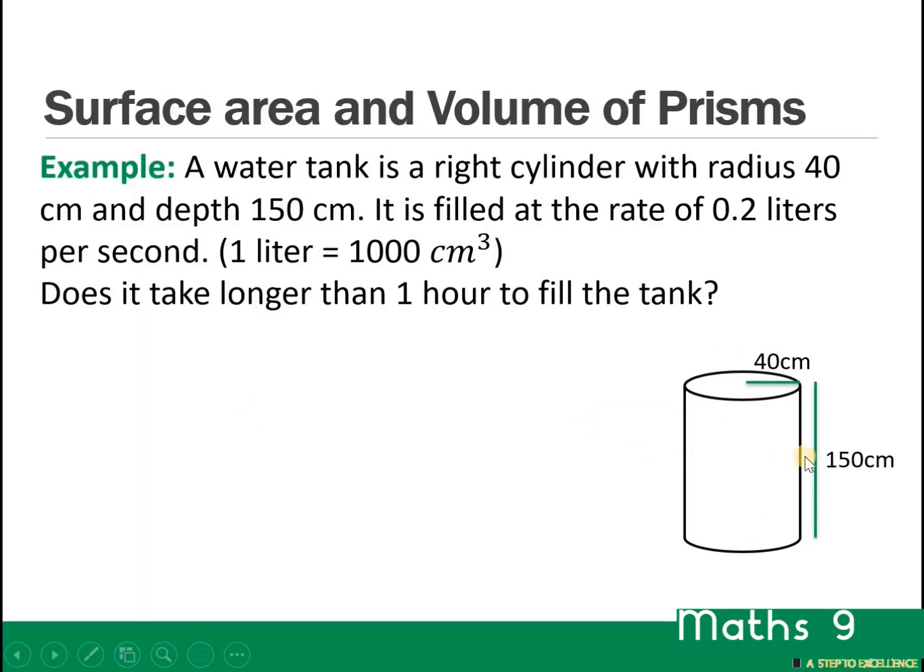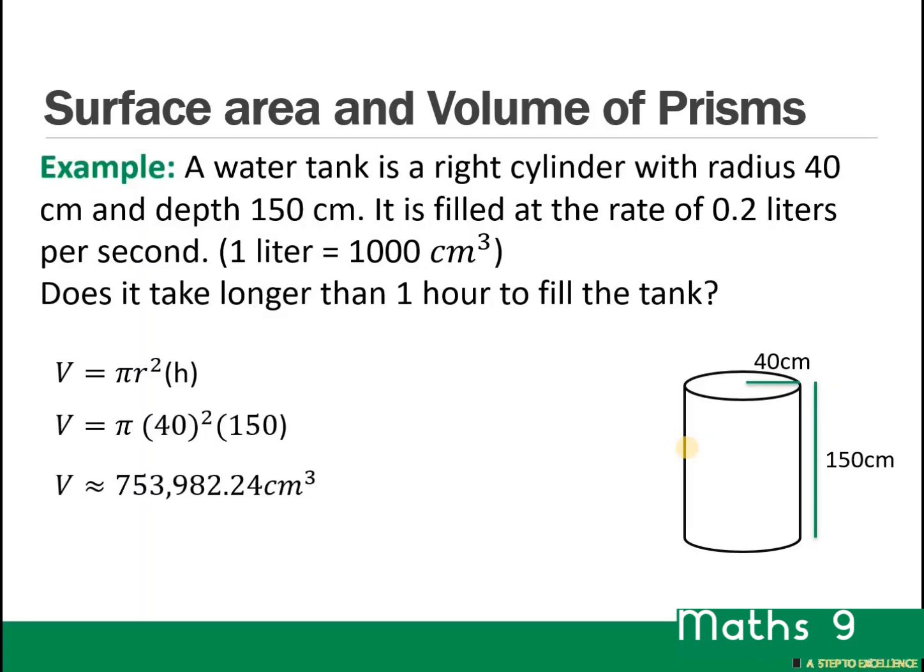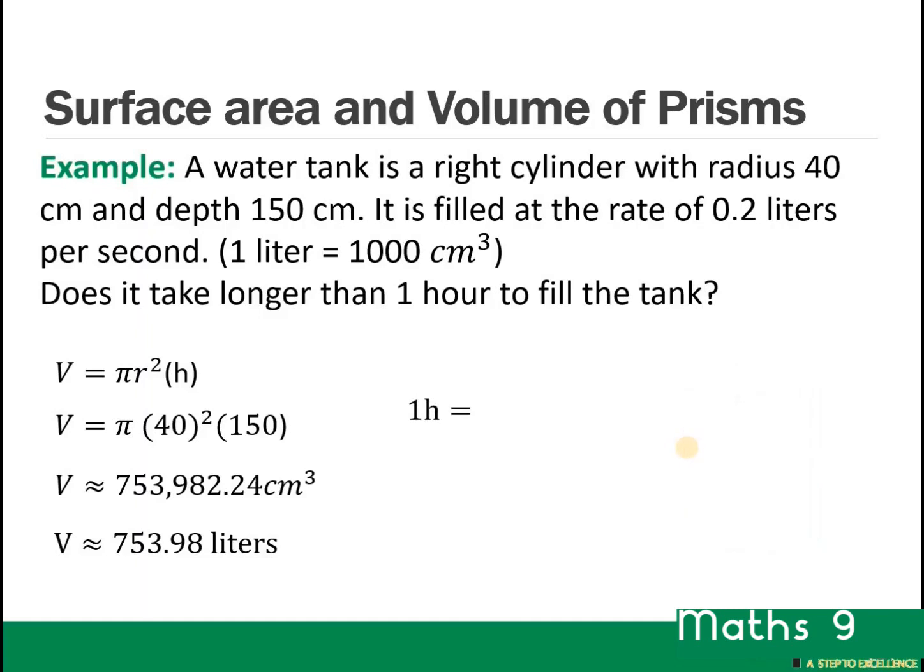We're interested in the amount of water inside the tank, so we want to find the volume of this cylinder. The volume is pi r squared times h, which is pi times 40 squared times 150, which is 753,982.24 centimeters cubed, which is approximately 753.98 liters. Now let's have a look at how much water we can get into the tank in 1 hour.